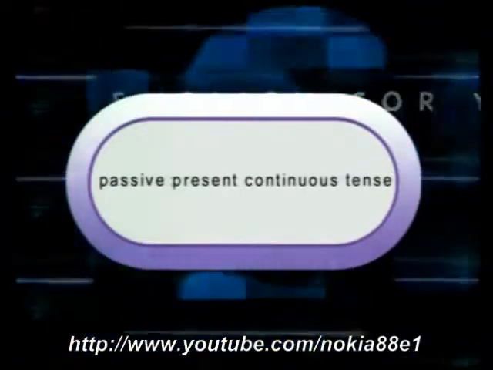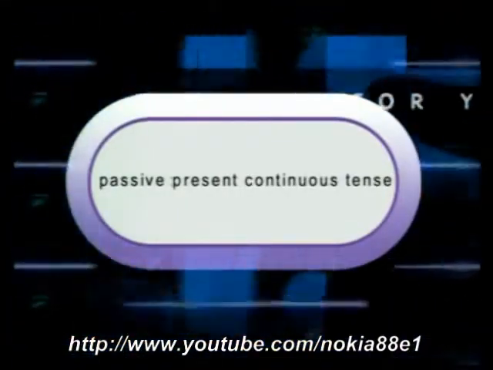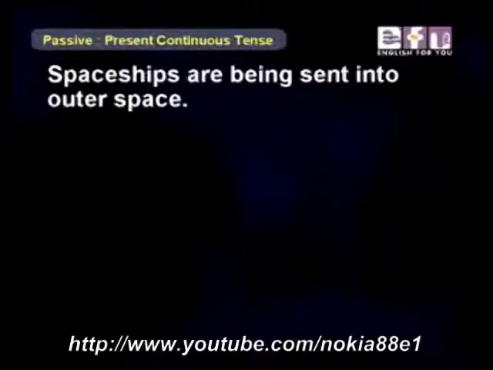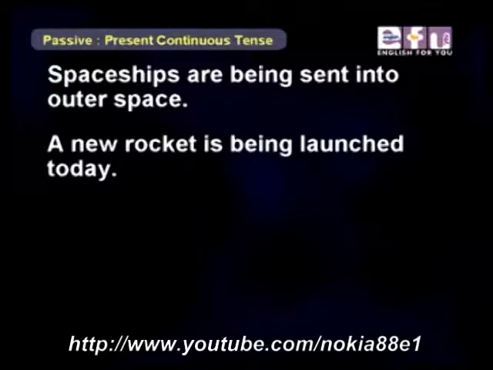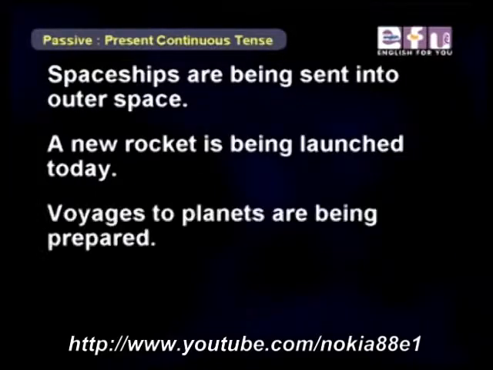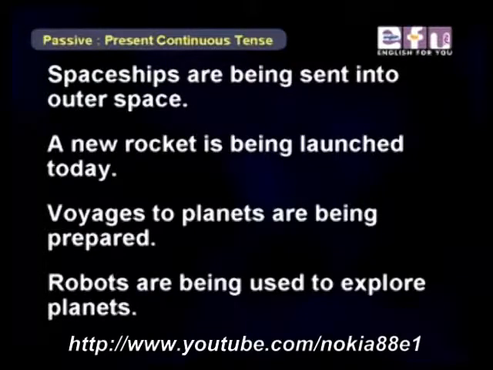Passive, present continuous tense. Now let's learn the passive using the present continuous tense. Look at these sentences on your TV screen. Spaceships are being sent into outer space. A new rocket is being launched today. Voyages to planets are being prepared. Robots are being used to explore planets.